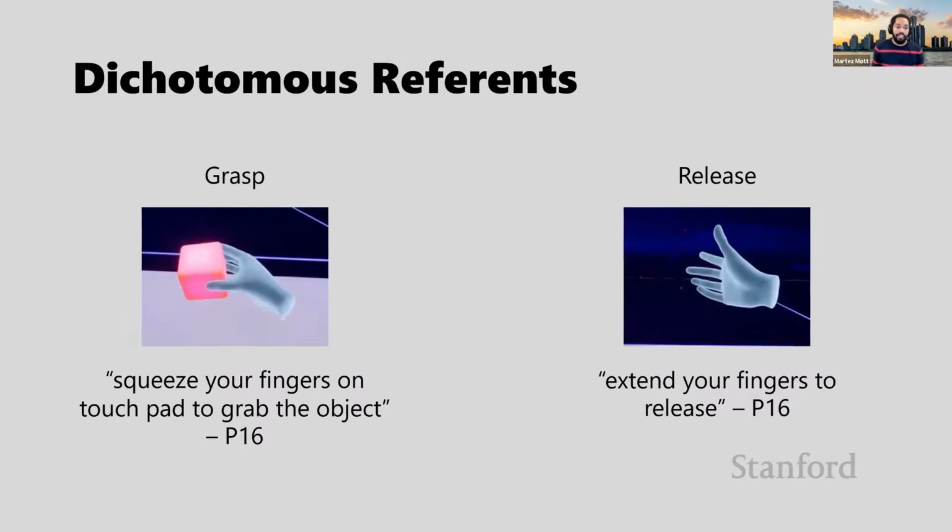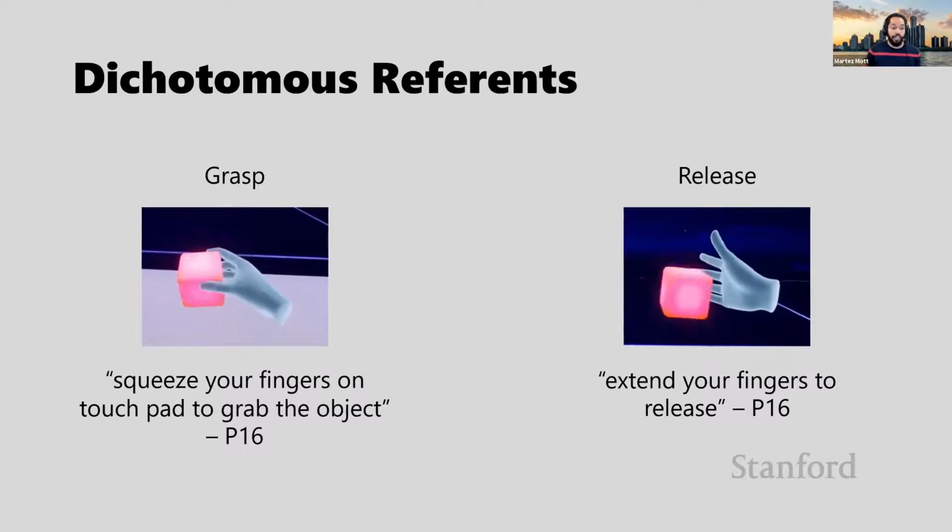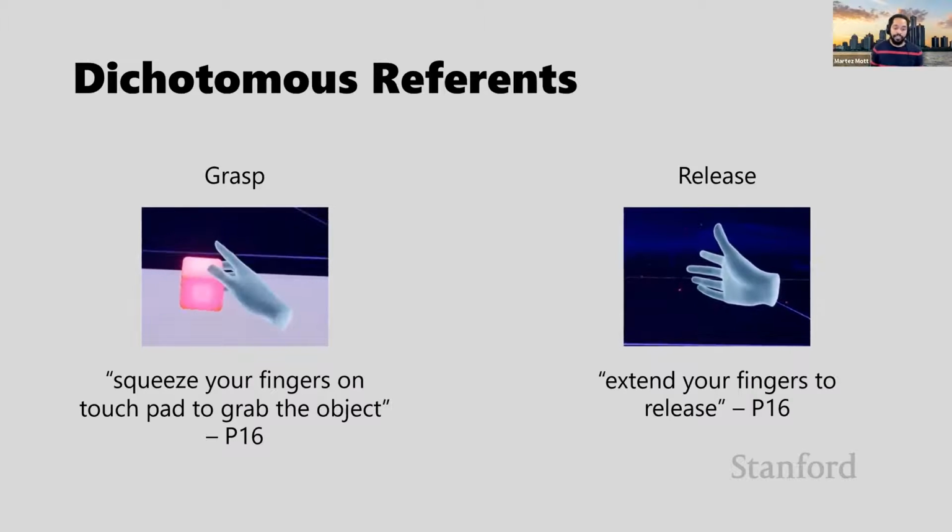So for example, we can have an action that's just, well, how would you grasp an object using this virtual hand? And then we can ask, well, how would you release it? And this speaks to these metaphorical gestures that people were referring to. Somebody, P16, for example, said that to grasp the cube, they would squeeze their fingers on the touchpad together to grab the object. And then to release, they would just do the opposite or the reverse of the grasp gesture, which in this case would be to extend their fingers to release.